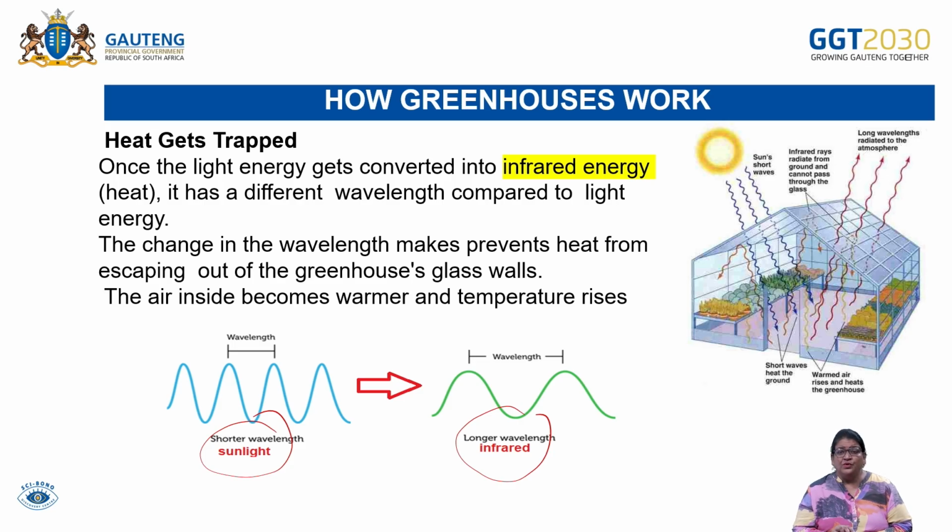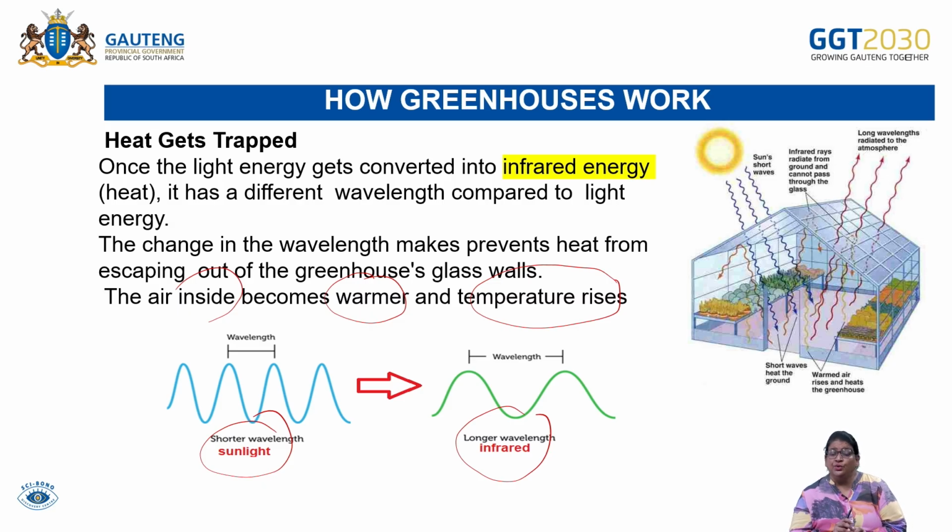So the differences in wavelength prevents the heat from escaping because it's a long wavelength. So by the time it moves, it's going to take a long time to escape. Therefore, it gets trapped in the greenhouse. The air inside becomes warmer and the temperature will rise. Greenhouse effect. Light comes through and the heat will be retained, keeping the house warmer in winter.